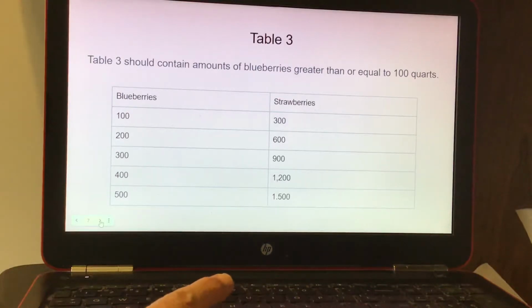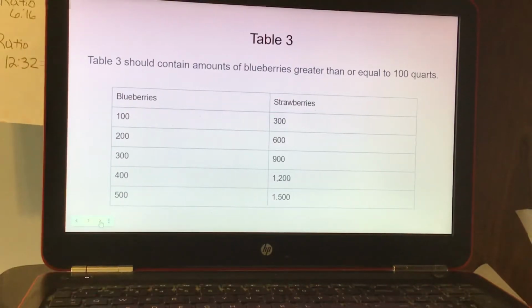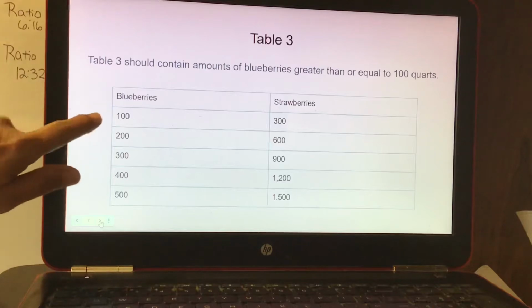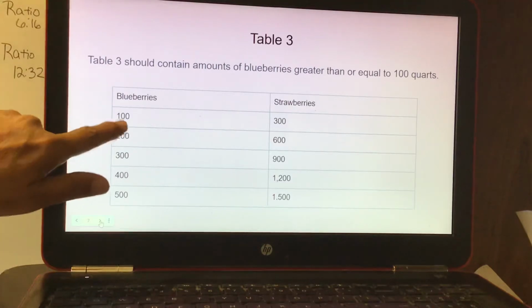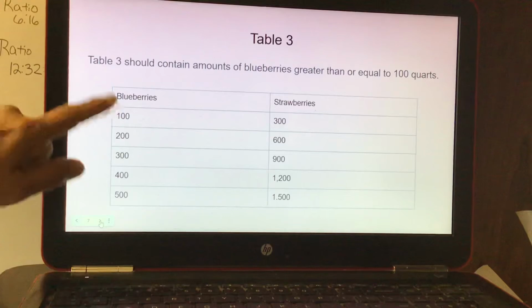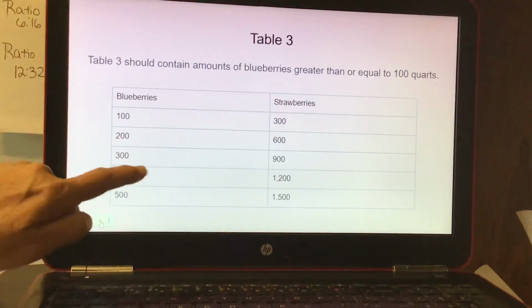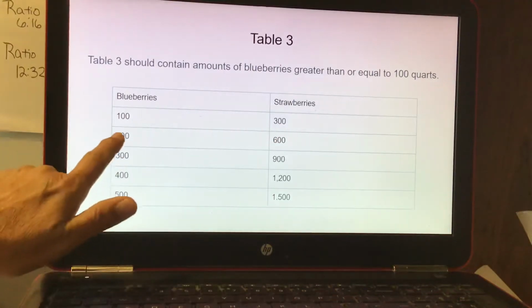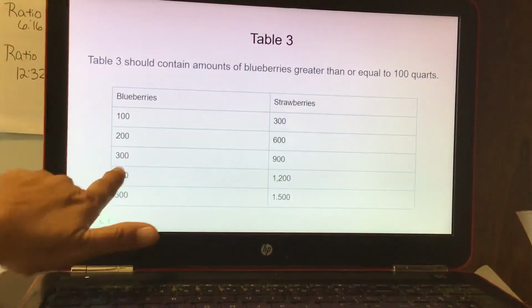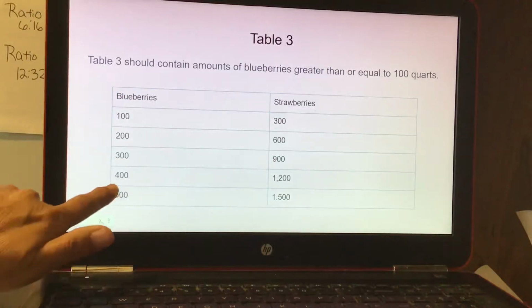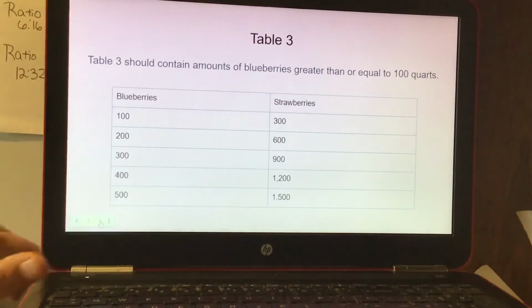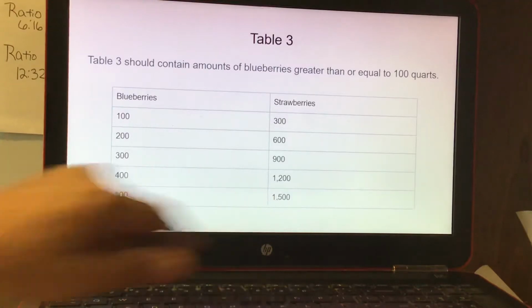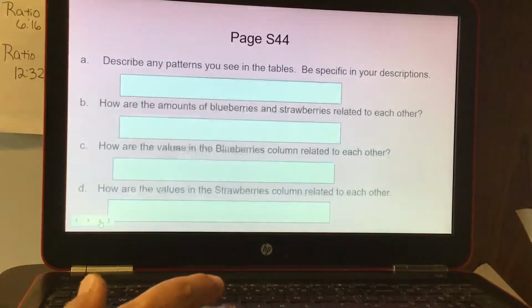Okay, and then the last one was table 3. And it said it should contain amounts of blueberries greater than or equal to 100 quarts of the blueberries. So, greater than or equal to. So it's equal to for this one. And then we just went up again. 100, 200, 300, 400, 500. And if there's 100 blueberries, there's 300 strawberries. 200 blueberries, 600 strawberries. 300 blueberries, 900 strawberries. 400 blueberries, 1,200 strawberries. 500 blueberries, 1,500 strawberries.